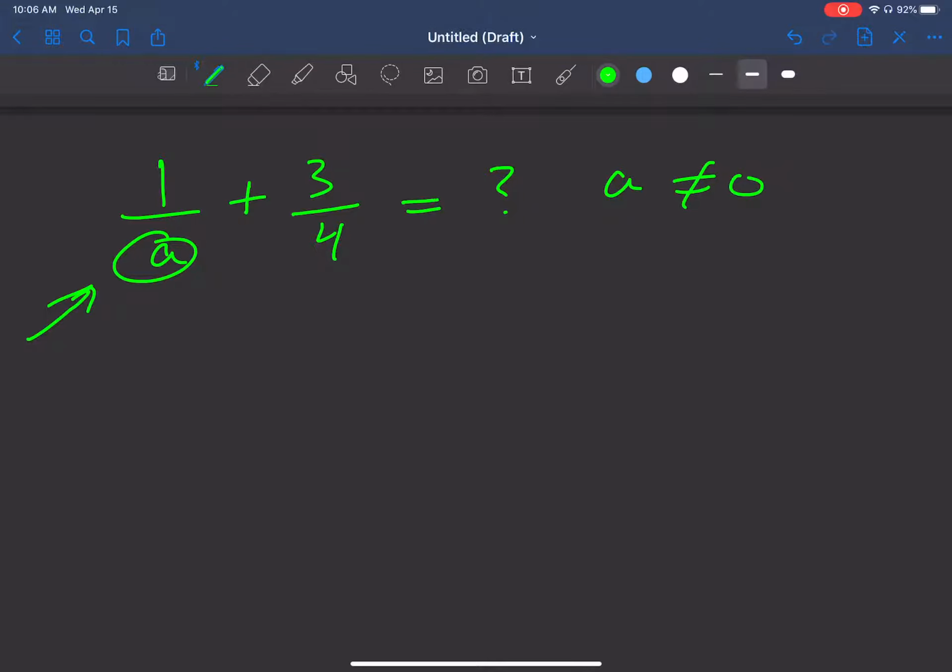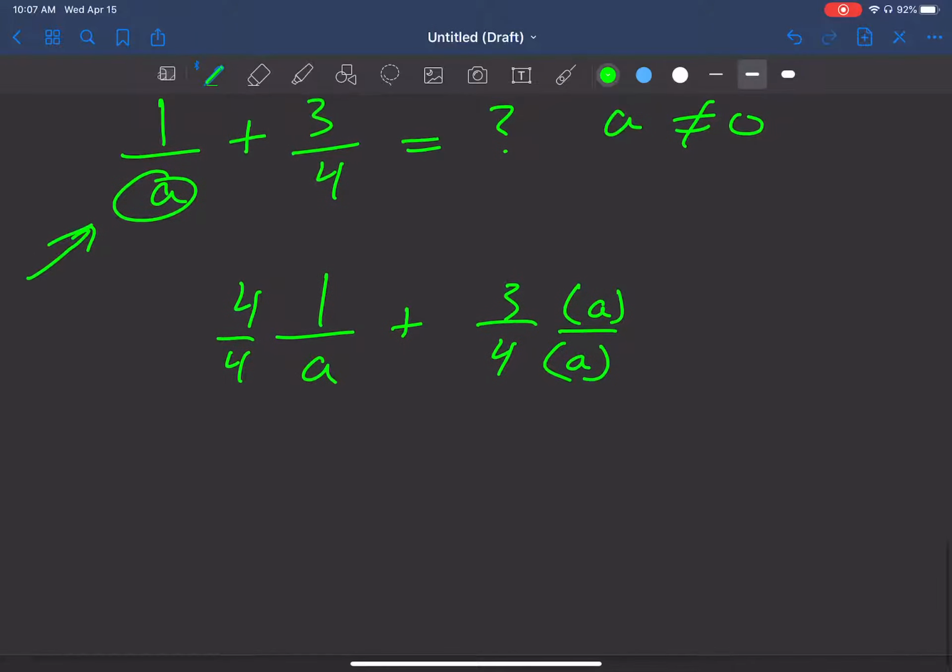So the first thing we want to do is get same bases. To do that, we're going to take 1 over A and multiply this by 4 over 4, plus 3 over 4, and then we're going to multiply this by A over A, right? And we can do this because A over A is just 1. Of course, 4 over 4 is just 1, so we're really not changing the value of this expression at all, we're making it friendlier so we can work with it.